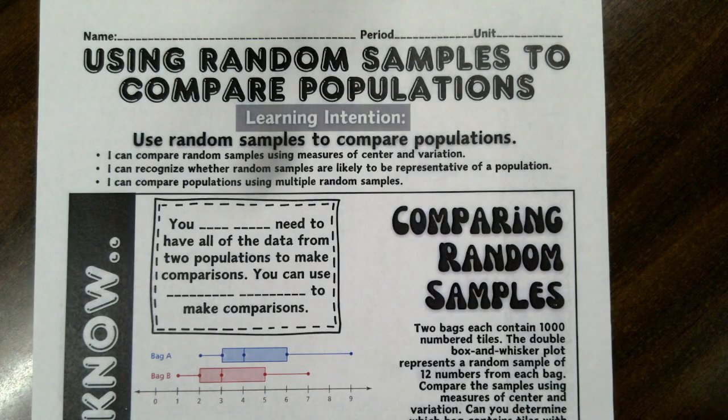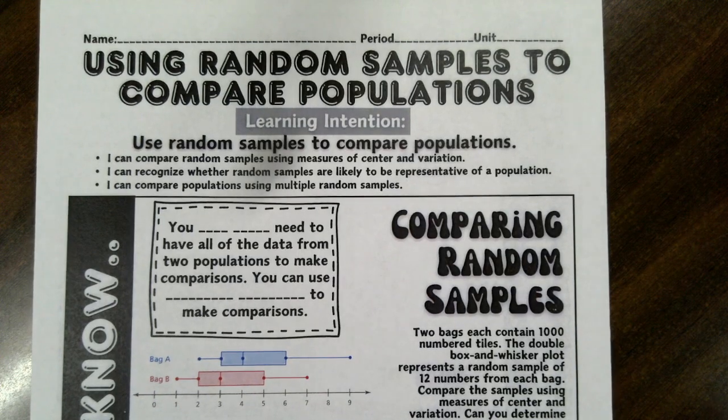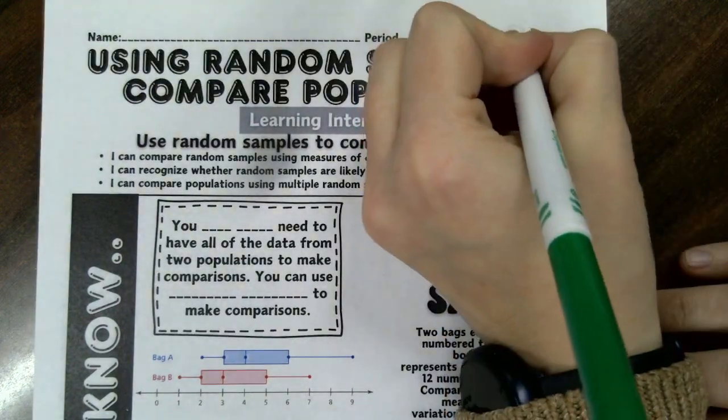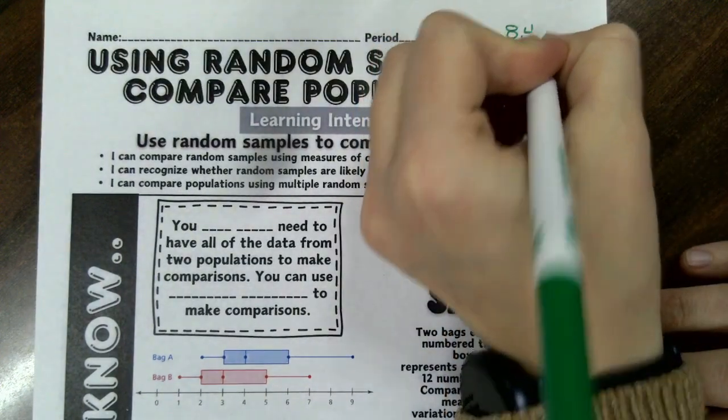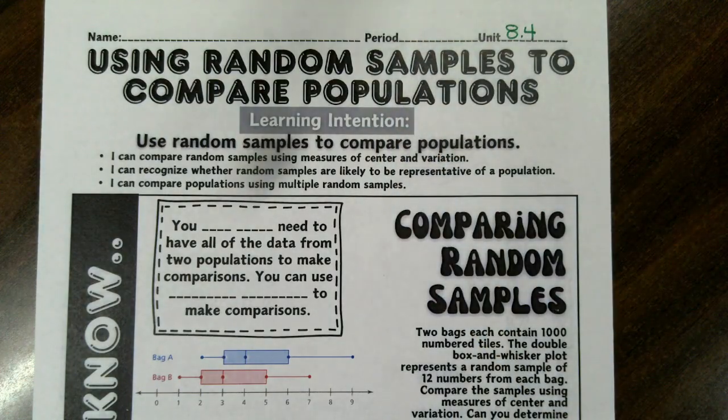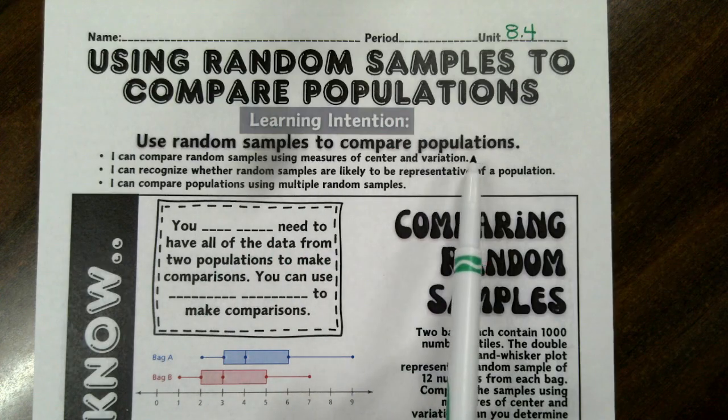This is still in our statistics unit, so this will be 8.4. So go ahead and write 8.4 here at the top. And what are we learning? We are going to learn about using random samples to compare populations. So in this one, our learning intention is to use random samples to compare populations.